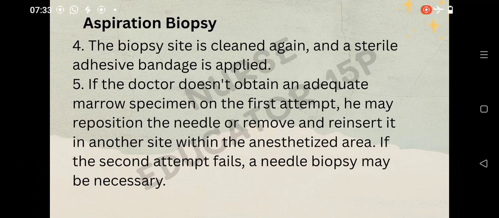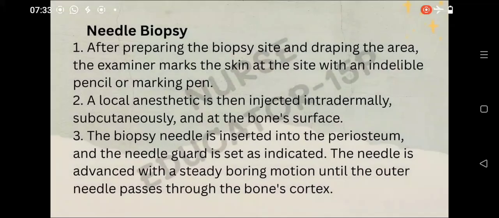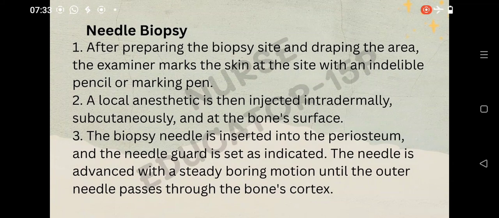If the aspiration fails on the second attempt also, at that time he will start the biopsy procedure. We will see next, that is needle biopsy.